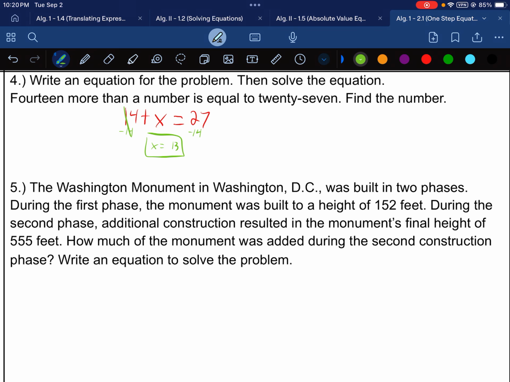On number 5 here, we're talking about the Washington Monument in Washington, D.C. It is built in 2 phases. During the first phase, the monument was built to a height of 152 feet. During the second phase, additional construction resulted in the monument's final height of 555 feet. That's a lot of feet. Must be stinky. How much of the monument was added during the second construction phase? Write an equation to solve the problem.